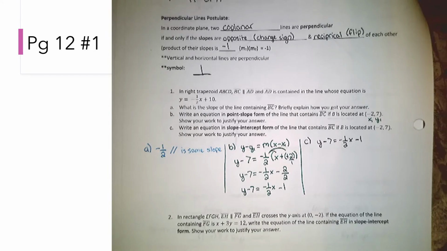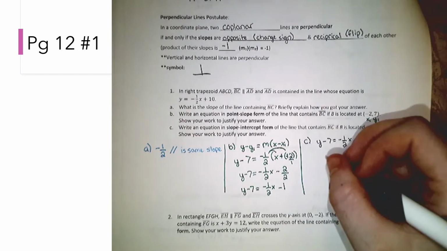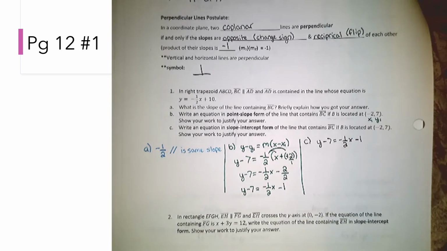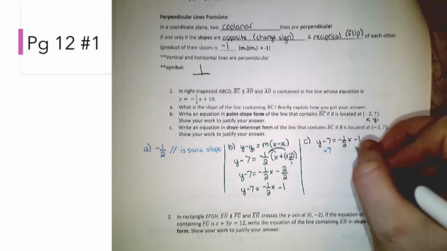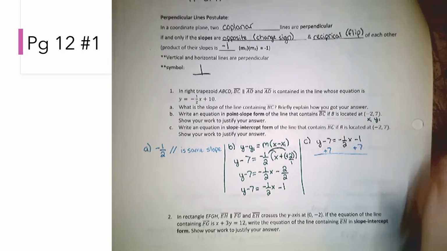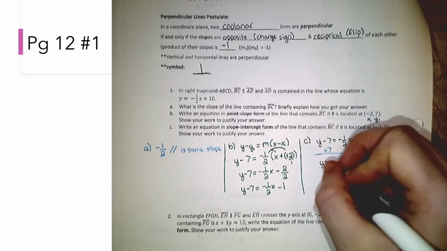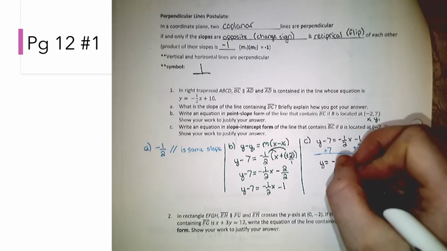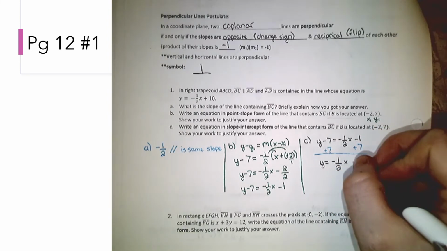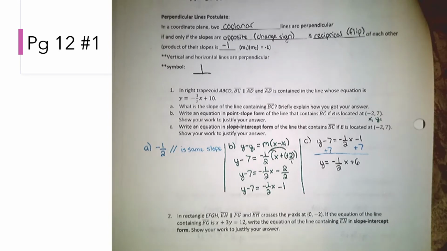So in order to get it into the slope-intercept form, I need to get y by itself over here. So the way I'm going to do that is by adding 7 to both sides. When I do that, I now get y equals negative 1/2 x plus 6. And that would be in slope-intercept form.